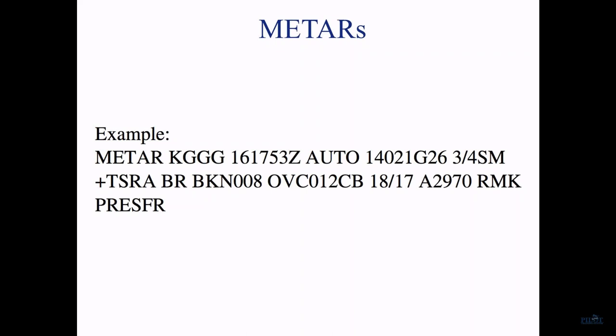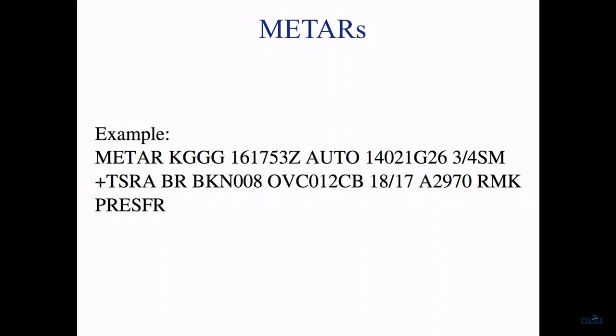2. Station identifier, KGGG. A four-letter code as established by the International Civil Aviation Organization, ICAO. Above shows the identifier for Gregg County Airport in Longview, Texas. K being the country designation, and GGG being the airport identifier. Alaska identifiers always begin with the letters PA, and Hawaii identifiers always begin with the letters PH. 3. Date and time of report.